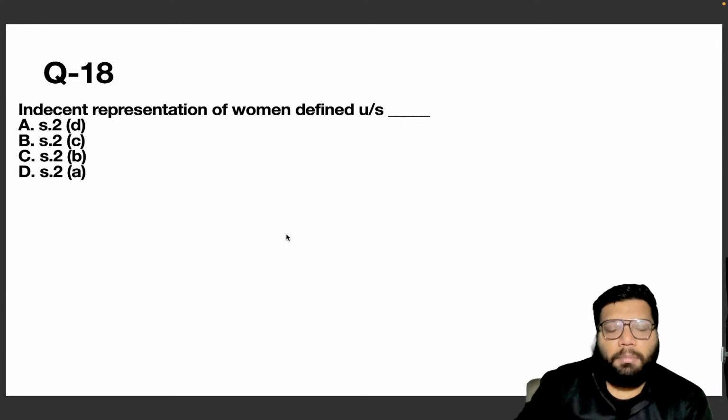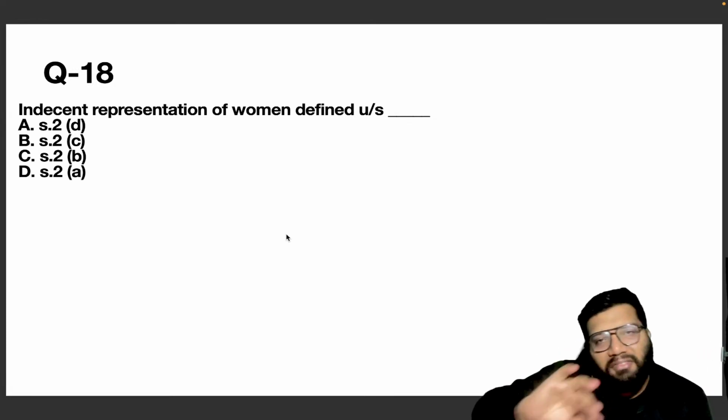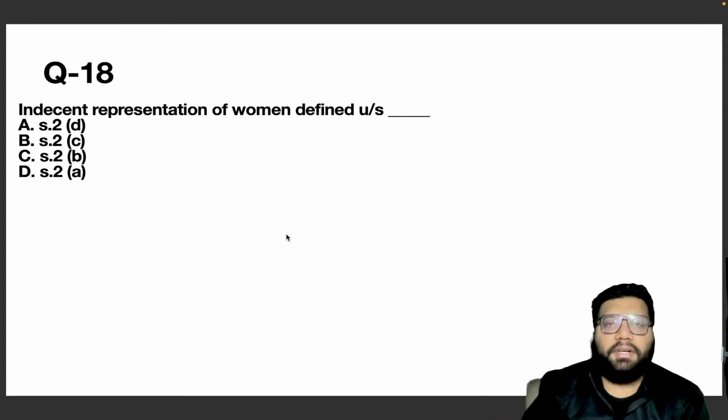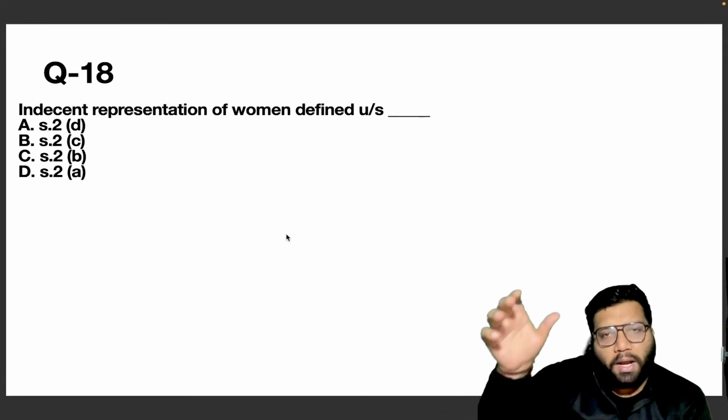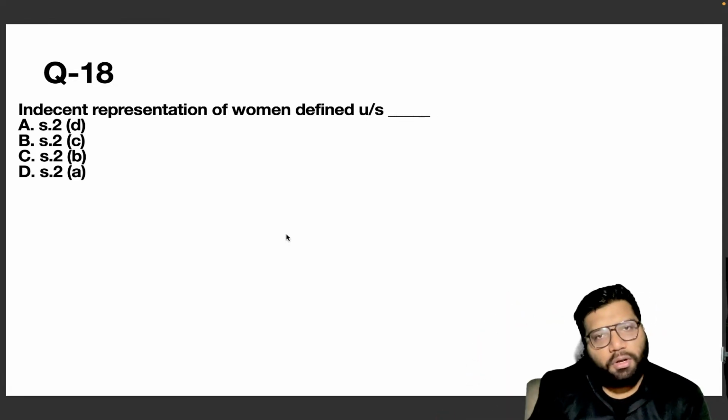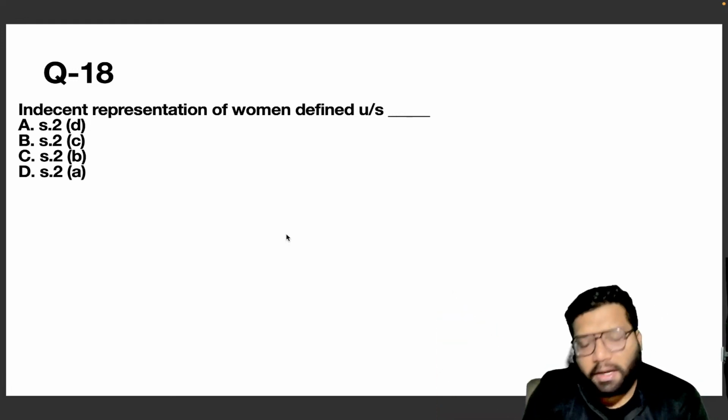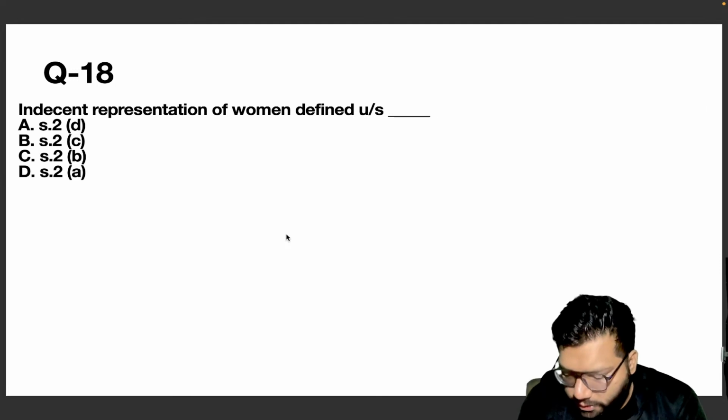Vandana, for act numbers, make sure you make a completely different chart. On one hand, you write all the 9 special laws and then their act numbers. Then that will not get mixed up.